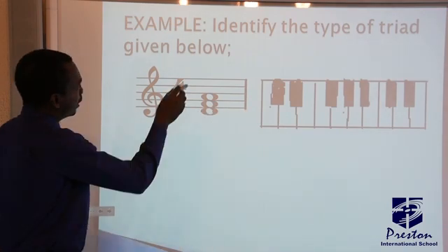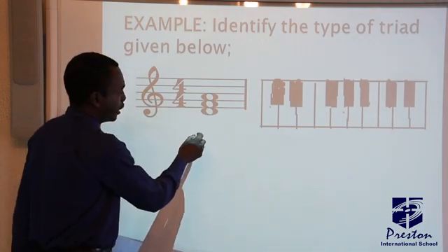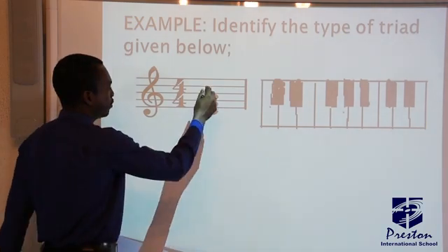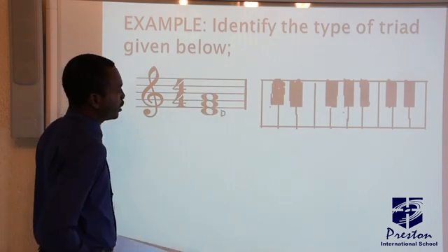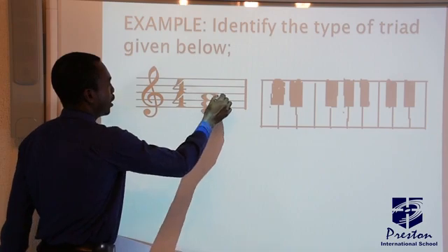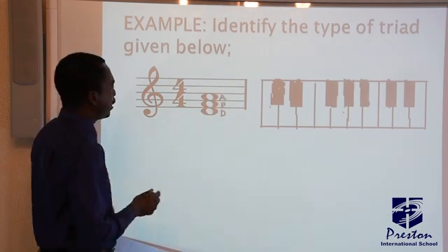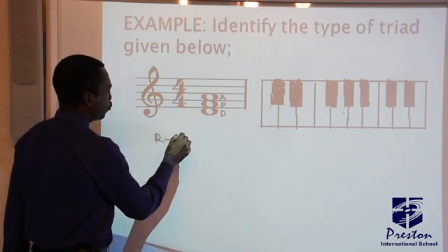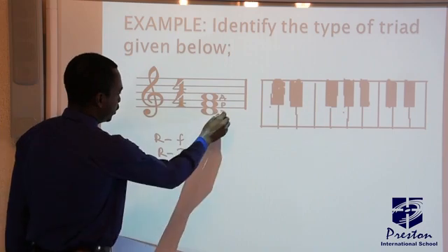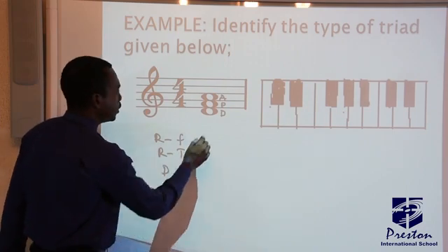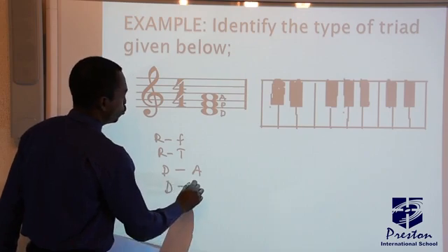Okay, let me now do one example for you, and we're going to use the keyboard to solve it together. Identify the type of triad given below. Like what we have here now. The first thing you need to do is to identify the letter names. Look at this note. The first letter here is D. This is F, and this is A. Going by what I told you earlier, the root to the fifth and the root to the third. Then we have D to A, then D to F.